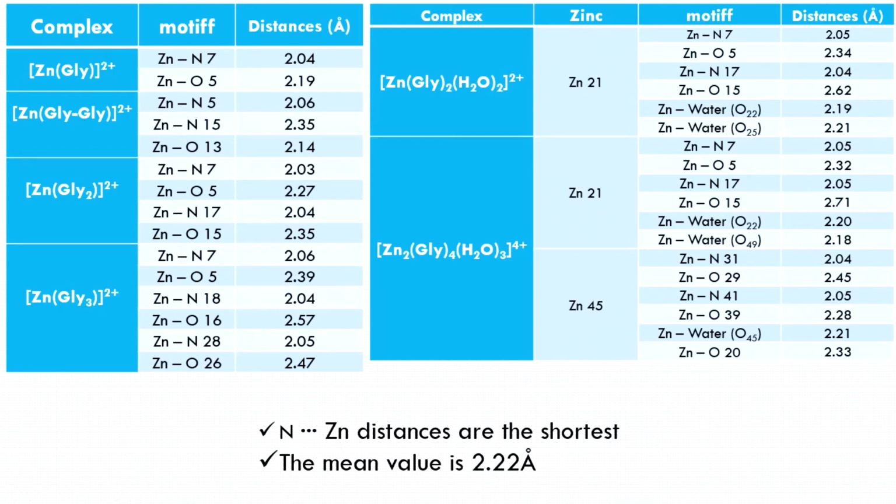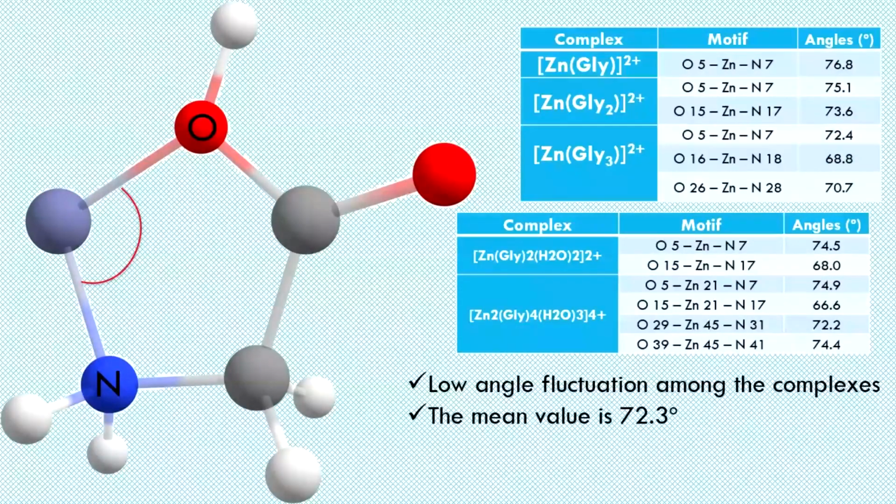Nitrogens are the ones with the shortest distances on average. Among the oxygens, the ones from water molecules have shorter distances than the ones from glycine. When comparing the angles, the fluctuation in values was very low, and the mean reported was 72.3 degrees.